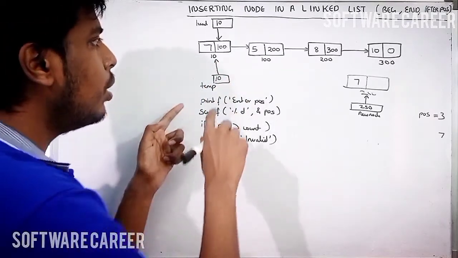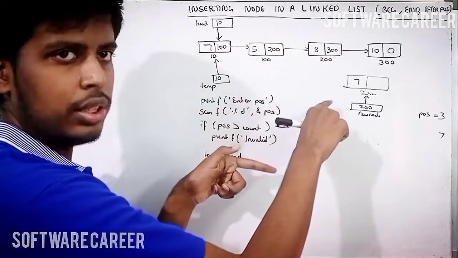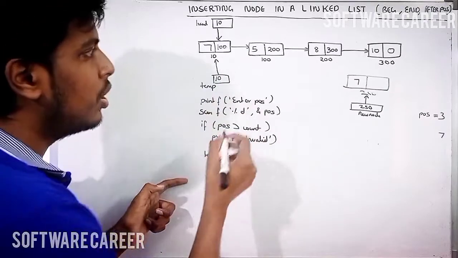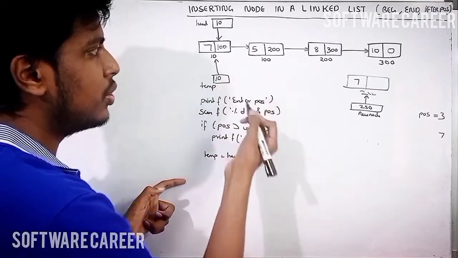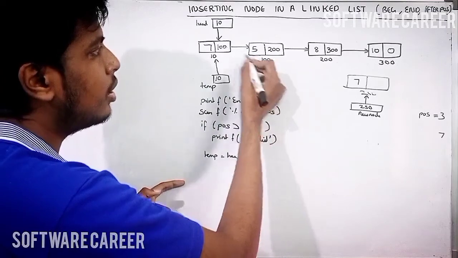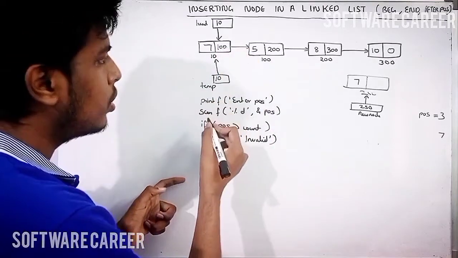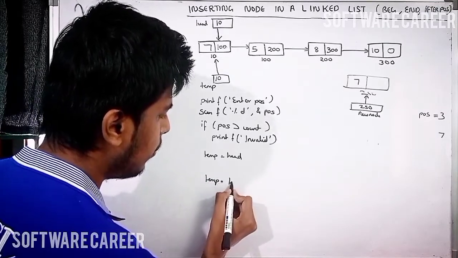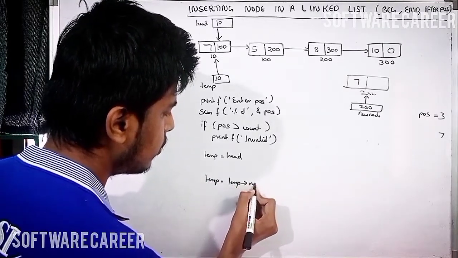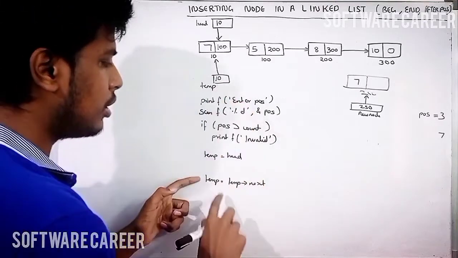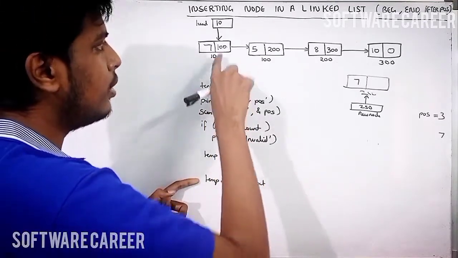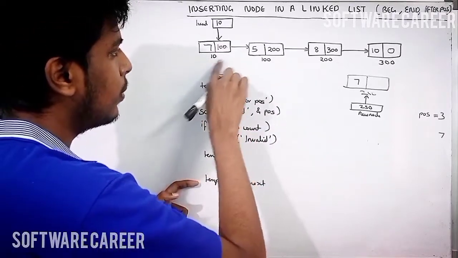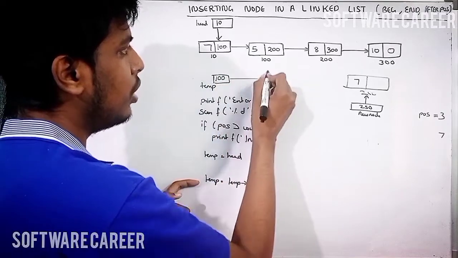Now I should move this temp pointer one by one. How can I move this temp pointer to the second node? That means I should store the address of the second node into this. 100 I should store. From where can I get 100? From the pointer part of this node. So I am writing here temp equals temp next. Now temp pointer is updated to temp next. Temp is 10, 10 next is 100, so I have updated this value to 100. Now this temp pointer is pointing to the second node.